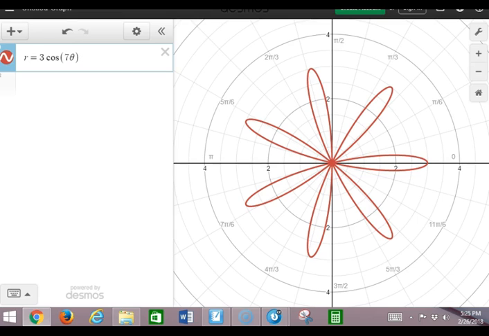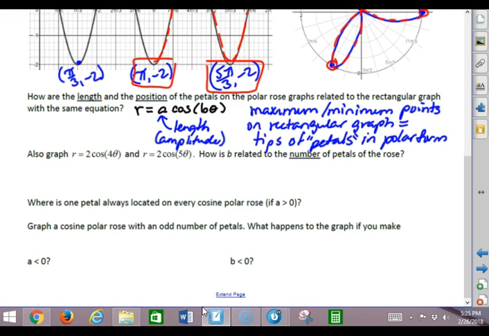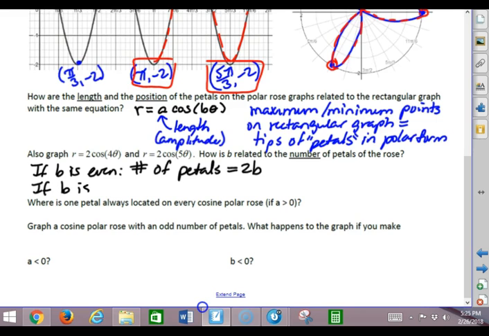So it turns out that it depends on whether B is odd or even. If B is even, the number of petals equals 2B. If B is odd, the number of petals equals B. Okay, so that's how we can tell how many petals.